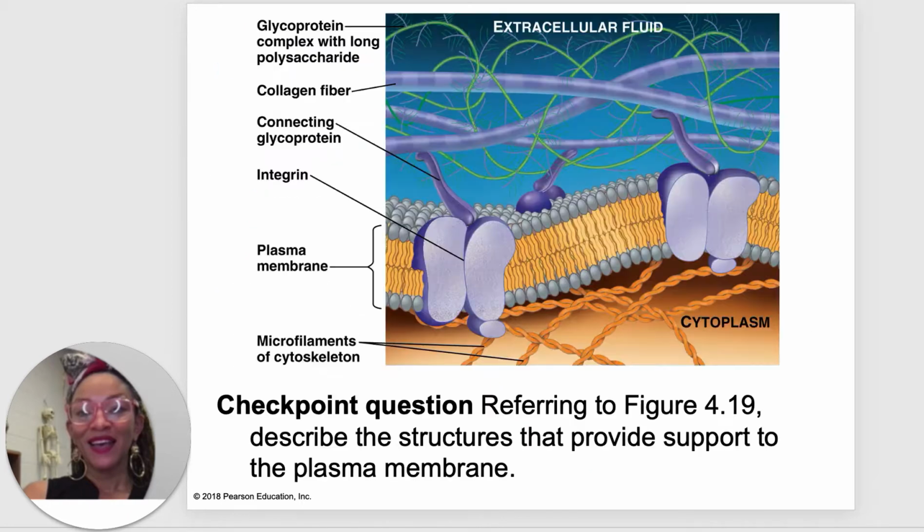So let's go ahead and take a look. Okay, so you see everything out here. Right here we have our phospholipid bilayer, that is our plasma membrane. Inside the cell, we have our microfilaments of that cytoskeleton. And then outside of the cell, we have that extracellular fluid and all of these little support structures right here. You're going to have things like collagen, a glycoprotein, which is a protein with a sugar bound to it, those integrins that help with cell attachment, and then polysaccharides. A polysaccharide means a long chain of sugars.